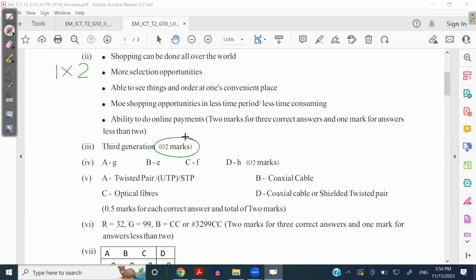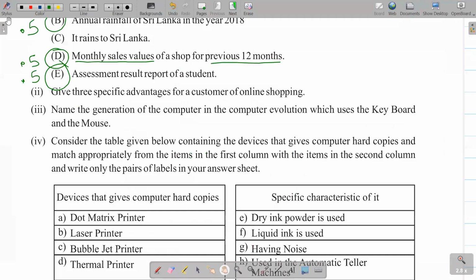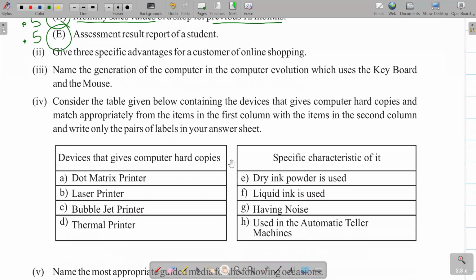Okay. So then the fourth one: consider the table given below containing the devices that give computer hard copies, and match appropriately the items in the first column with the items in the second column. Write only the pairs of labels in your answer sheet. Dot matrix printer: it is having a noise. So for A, it is G.